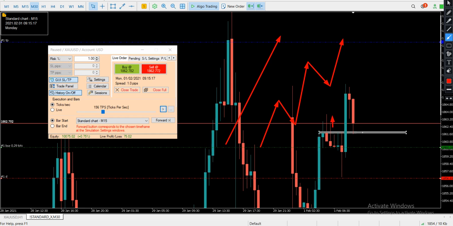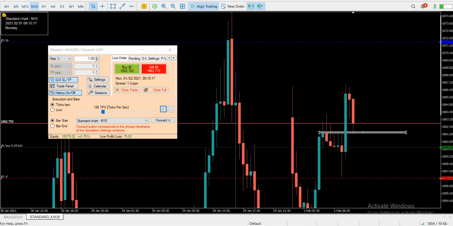So we take a buy right here, right here. These are the points for the buys. That's what the market is doing right now. Market is just pulling down to potentially go up again.